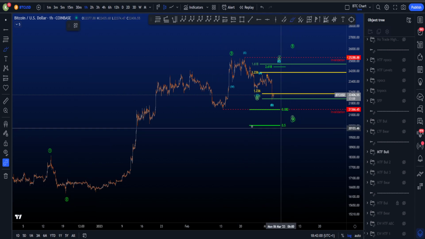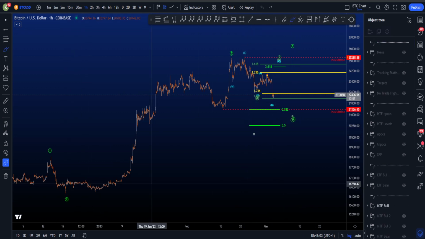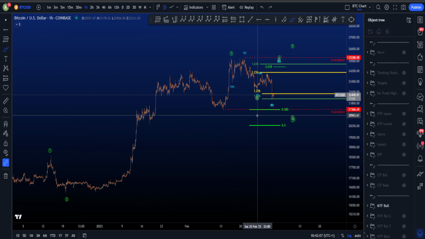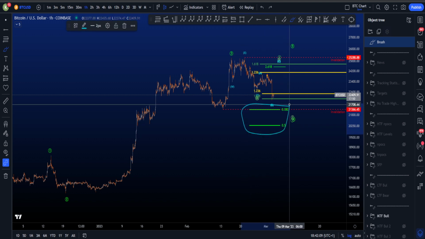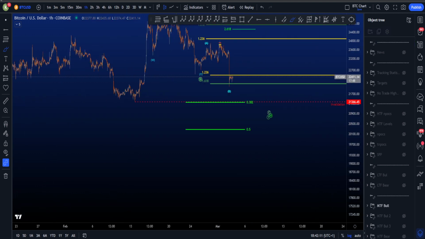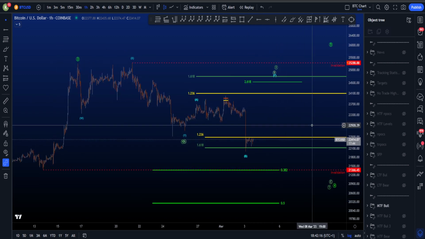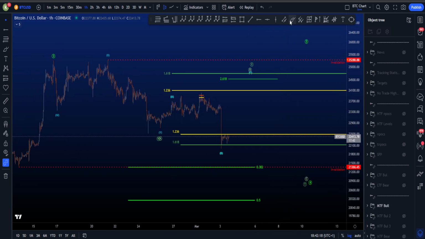So basically these are the targets for a wave 4, but then in the colors of the count. So wave 2 all the way to wave 3, pull the Fibonacci, put them on log scale, and then these are the fibs that you're getting.